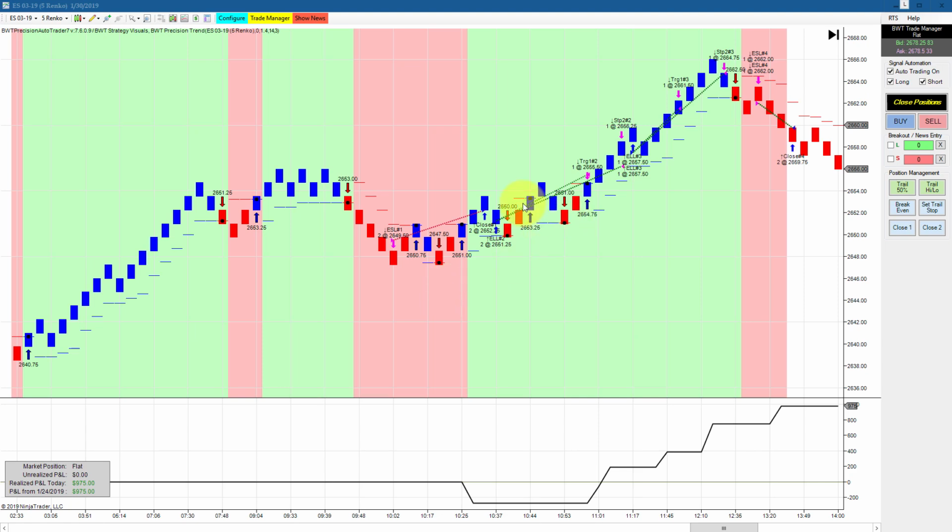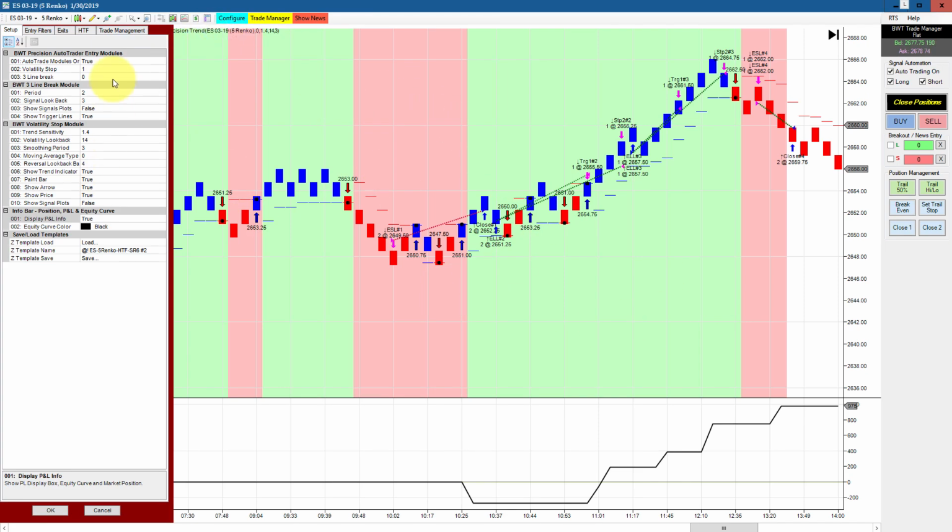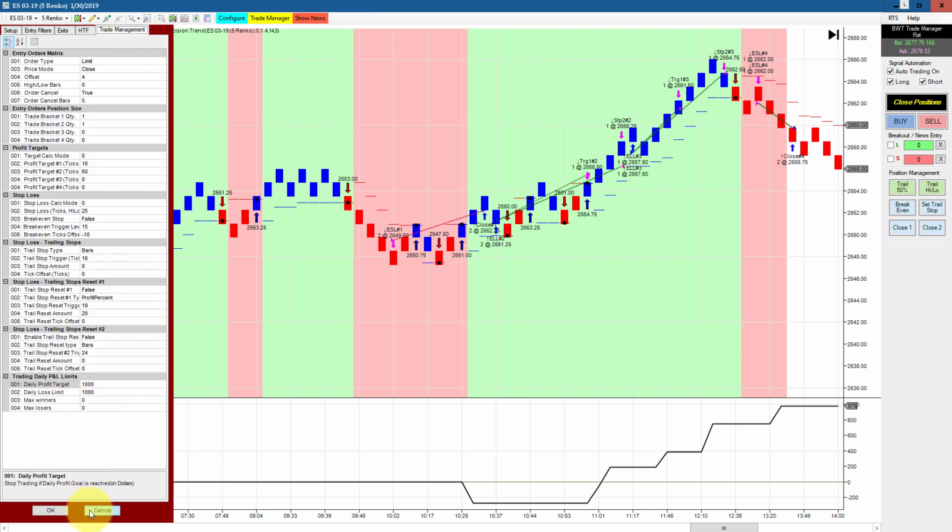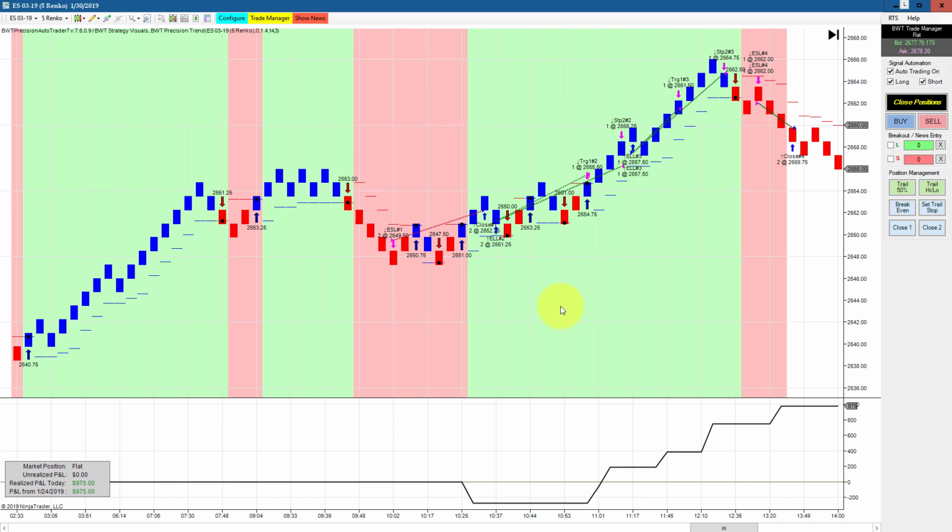Okay, next is our other 5 Renko chart on the E-mini S&P, and this one has the $1,000 goal, and this hit its goal on 2 contracts, and this has been very consistent for us on the E-mini S&P.